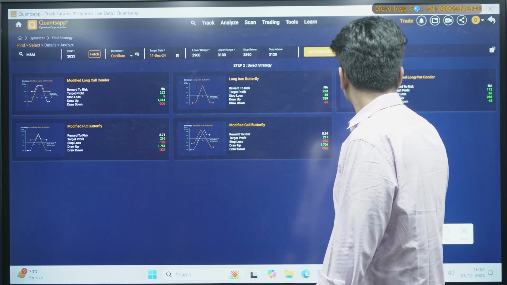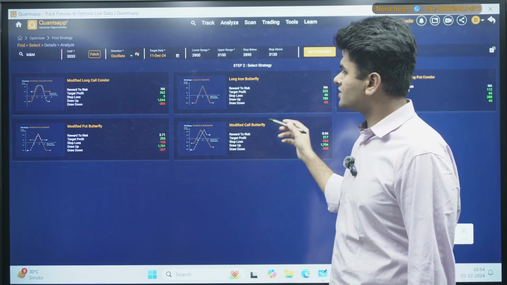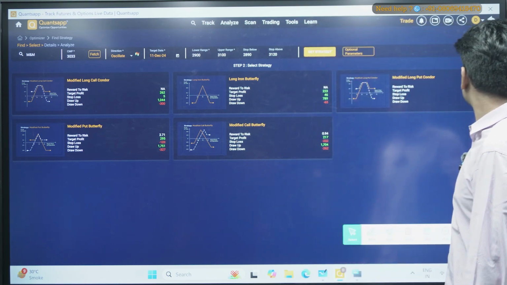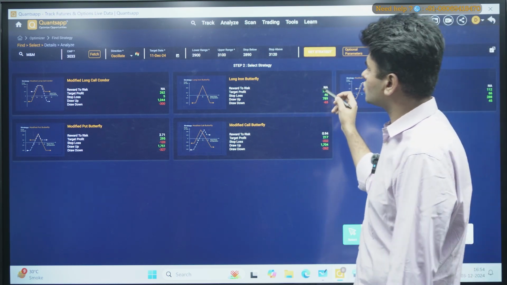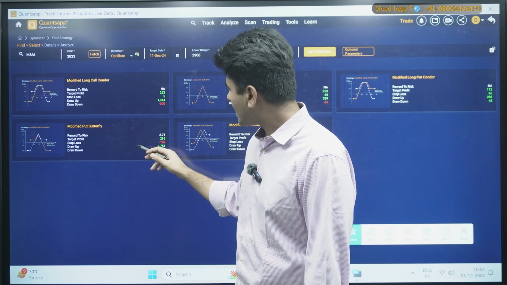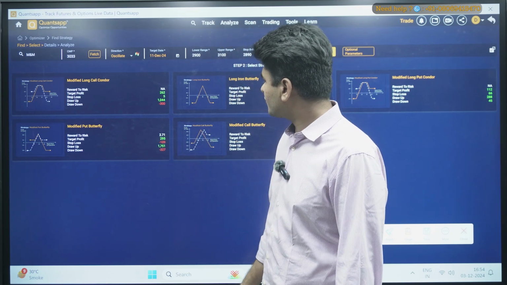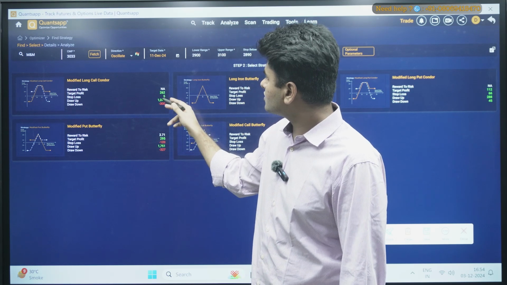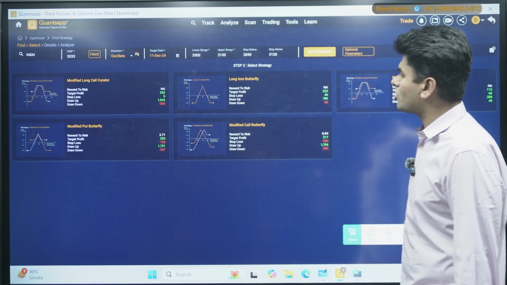So you can see you are having all the kind of strategies predefined for you, and as you can see there are less profits in most of the strategies, but somewhere in modified butterfly you are having a good risk to reward, almost around 2, risk to reward is 2, and here also you can see somewhere you are gaining profits only.